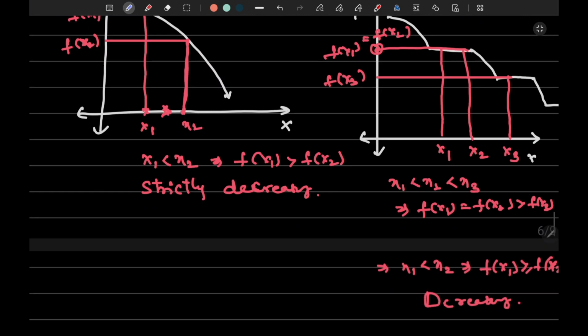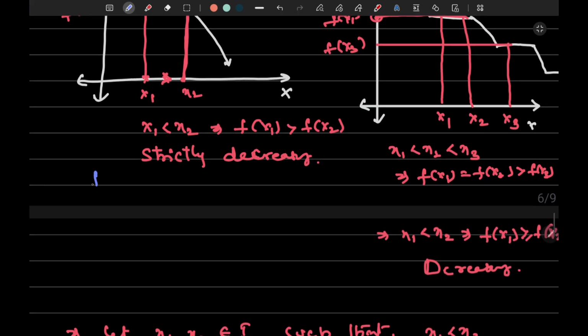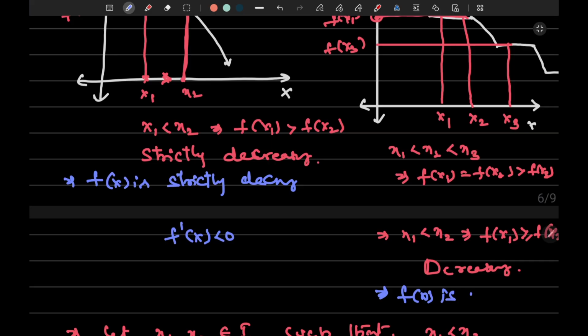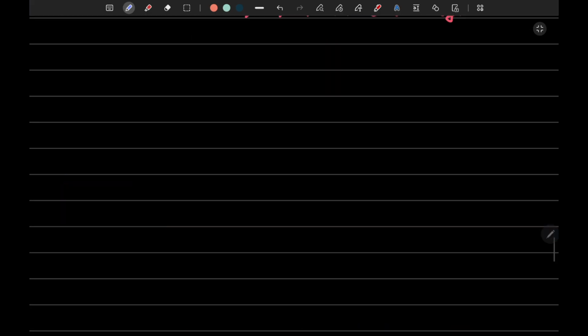Okay? If f of x is strictly decreasing, f dash of x is less than 0. If f of x is decreasing, f dash of x is less than or equal to 0. Is the answer.